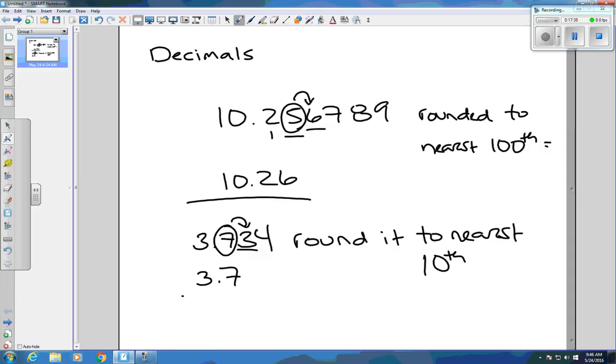Whenever it tells you to round to a certain spot, that spot should be the last number that you have in your equation. As you can see, 10.26, the last number is in the hundredths place. 3.734 rounded to the nearest tenth, the last number is in the tenth spot. So always look at your number to the right of the rounding place to determine, do you go up 1 point or do you keep it and drop the rest of the numbers? So there shouldn't be many questions about rounding. That is all review from previous math.